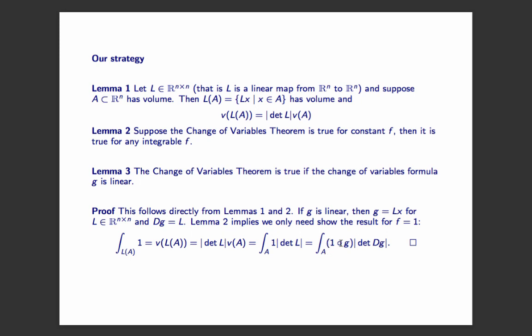Well, 1 composed with g is just 1, because whatever g of x is, it's going to get mapped to 1 when I compose it with 1. And remember, L is the derivative of g if g is linear. So we've proven the change of variables theorem for this specific case, that if g is linear, the change of variables theorem is true. Now, of course, we only proved it for a constant f, but if lemma 2 is true, then proving it for a constant f is enough.